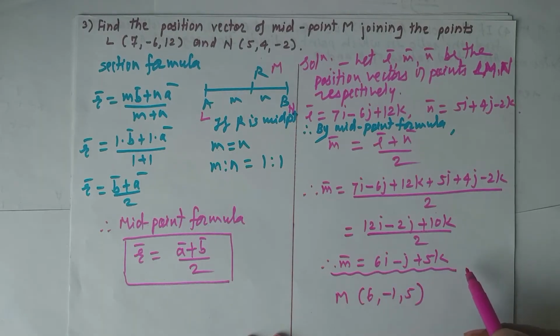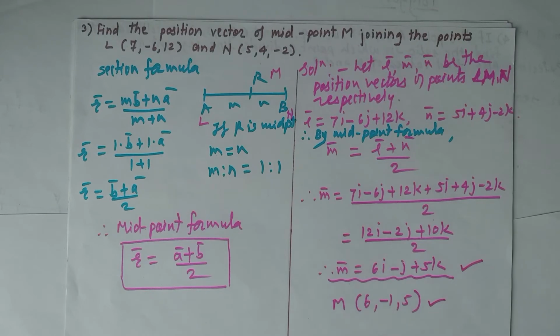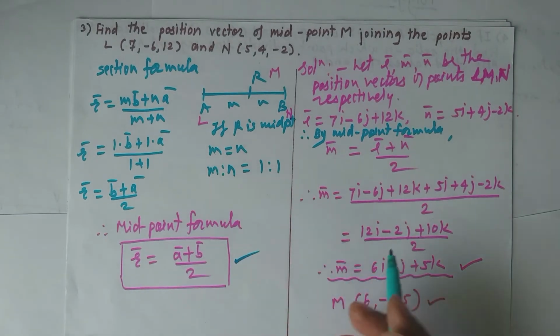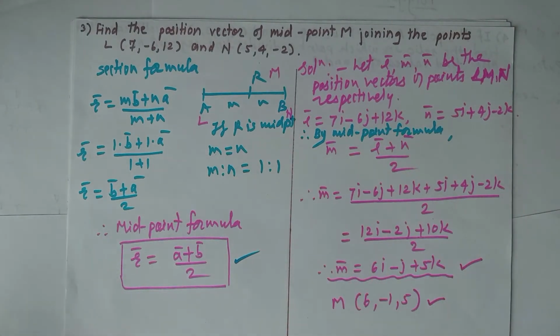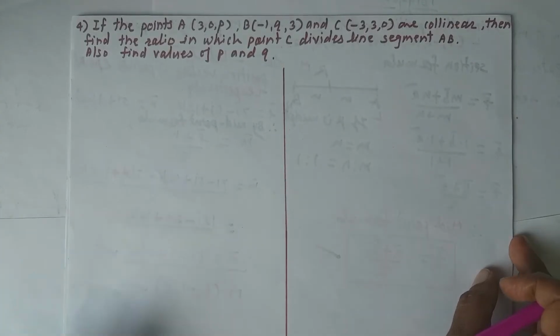Read the question carefully. If we have to find the position vector, then you solve up to this step. And if they say find the coordinates of the midpoint, then you have to write this step. In this way, if you know the midpoint formula, then it is very easy to find the coordinates of the midpoint. Let's see the next example.